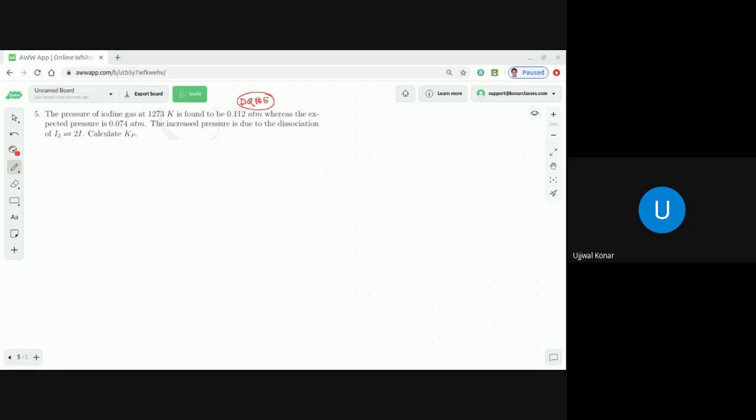Hello, Shrestha, did you get it? Tejas, did you get it? I got 0.1575. No, sir, I didn't get it. What is the unit? I guess it's atm, sir.